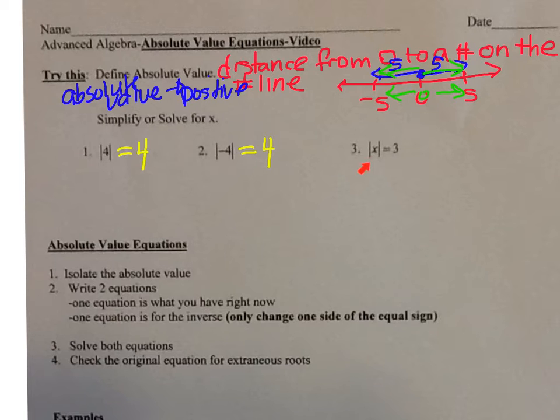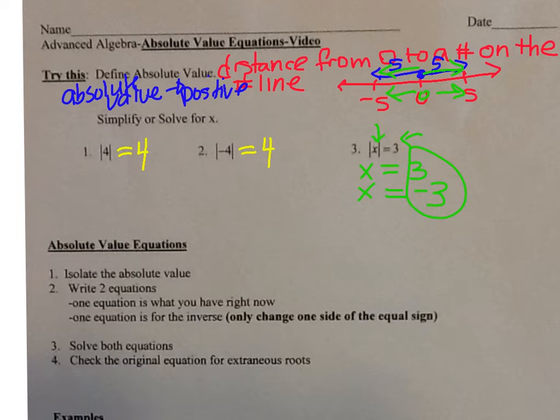All right, so now let's take a look at this. I have the absolute value of x equals 3. So what could x be? So what is 3 units from 0 on the number line? Well, x could either be 3, right? 3 is 3 units from 0 on the number line, or x could be negative 3. Negative 3 is also 3 units on the number line. Okay, so what's inside here can be that number, positive or negative.